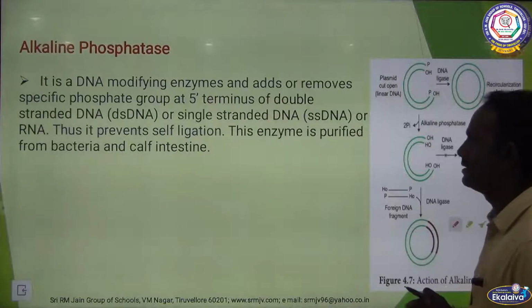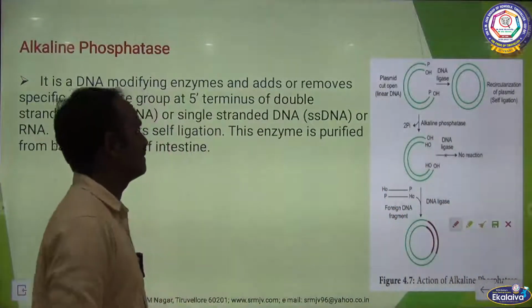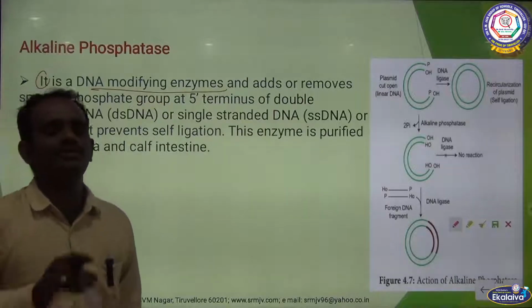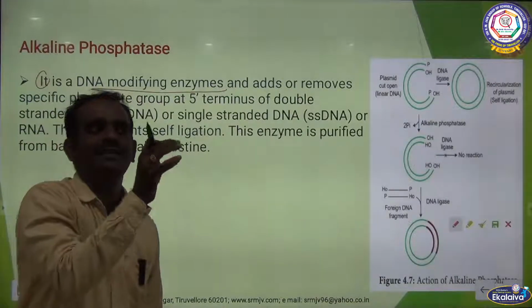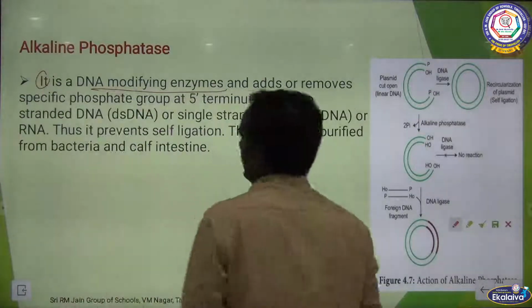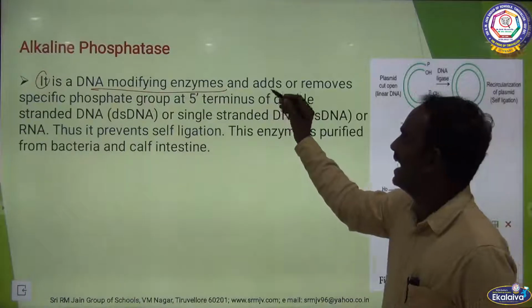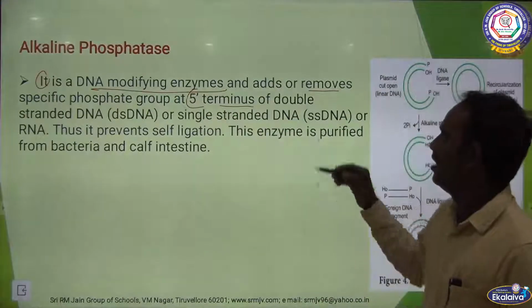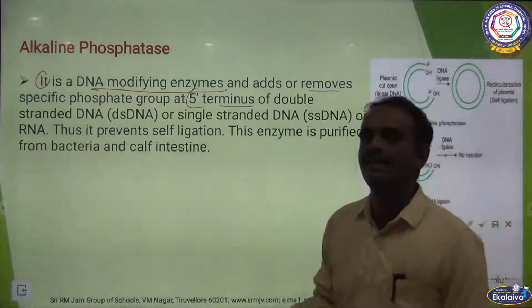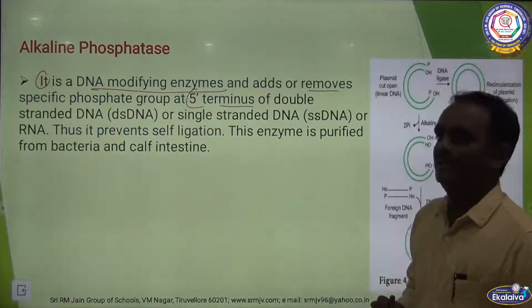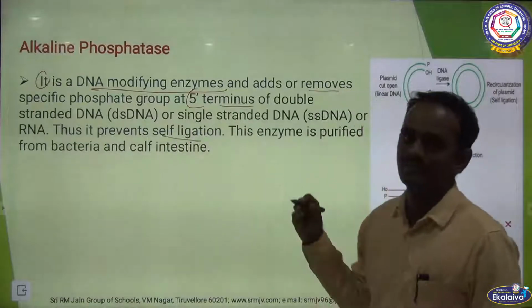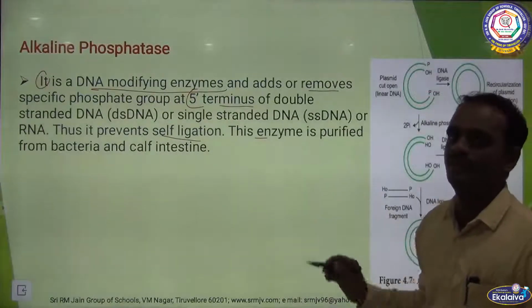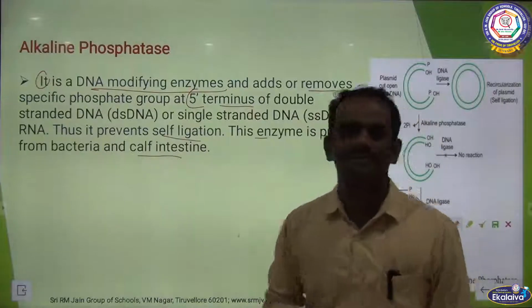The next enzyme is alkaline phosphatase. It is a DNA modifying enzyme. It has the ability to modify not the whole sequence, but the end of the DNA sequence. It can add or remove specific phosphate groups at the 5' terminals of double stranded DNA, single stranded DNA or single stranded RNA. Thus, it prevents self-ligation. This enzyme is obtained from bacteria and calf intestine.